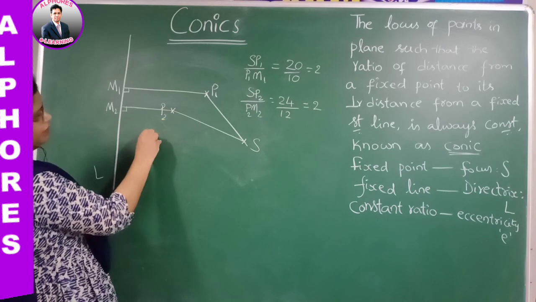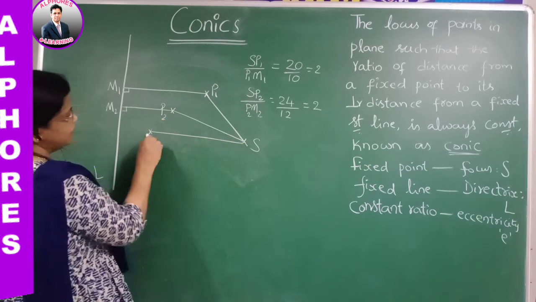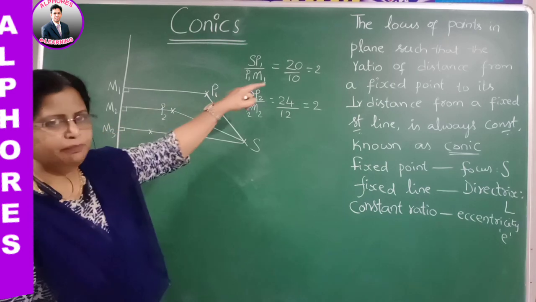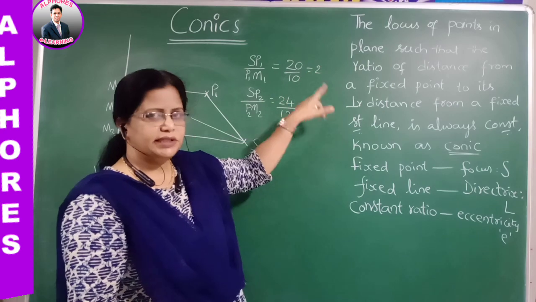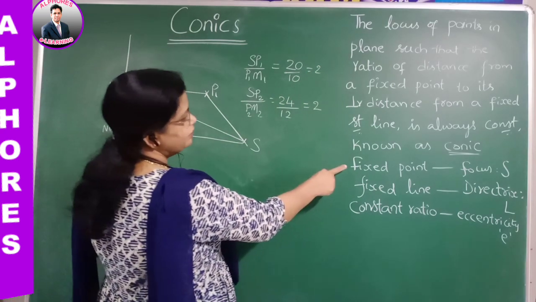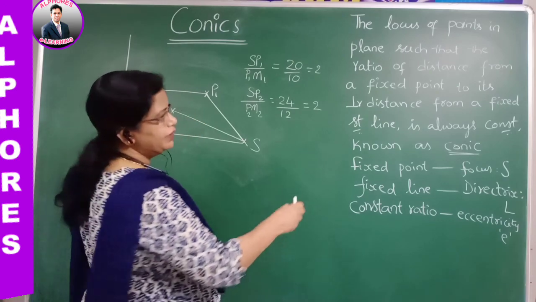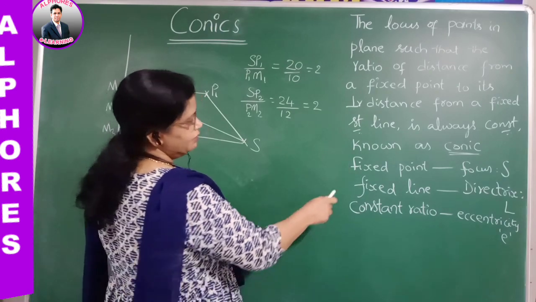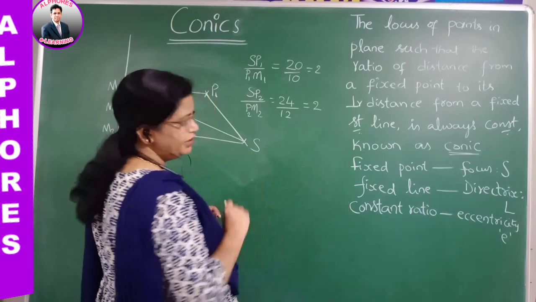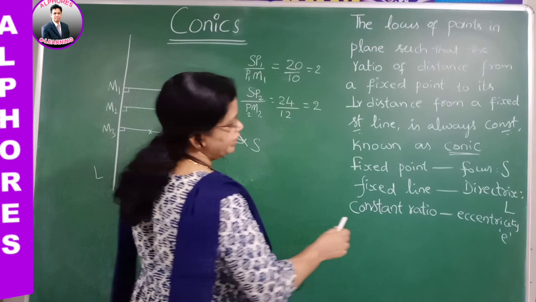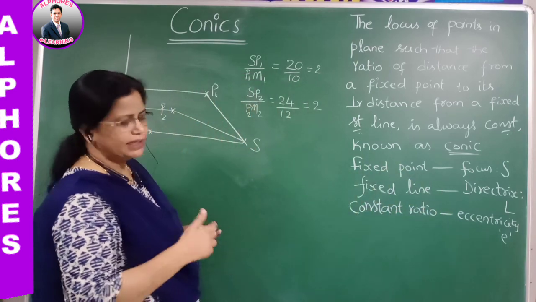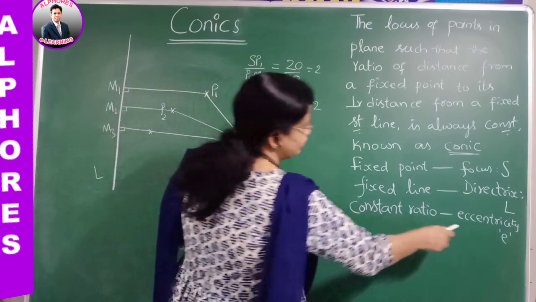So however you take the points on the plane, if they follow this kind of strategy, then we can say the locus is nothing but a conic. Then what about the names? The fixed point is called the focus, and the fixed line is called the directrix. The constant ratio also has a name, and that name is eccentricity, denoted by small e.